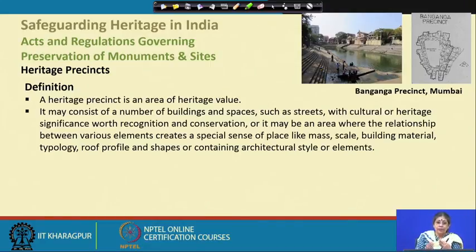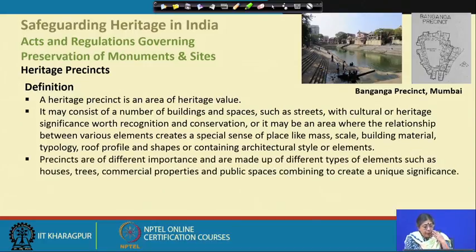And it has in the definition, which is very important, there should not be any ambiguity of that. It has covered different typology, different scenarios under this definition of what can really be a heritage precinct. So, you can see that the shift is really away from the monument, and it has a larger scope for defining a heritage precinct. Precincts are of different importance and are made up of different types of elements such as houses, trees, commercial properties and public spaces combining to create a unique significance.